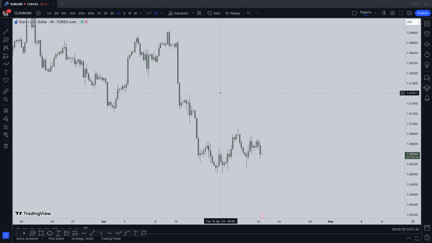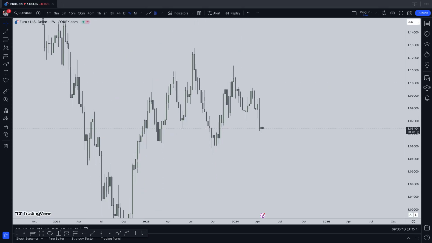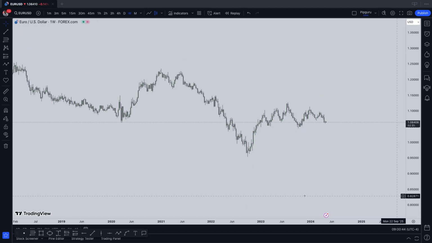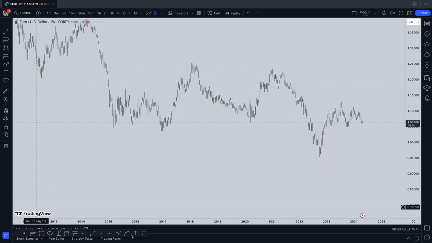So the pairs that I will be breaking down today are EUR/USD and the NAS100. I'm going to start on the EUR/USD, from the weekly time frame. When it comes down to the weekly time frame, overall we are bearish.